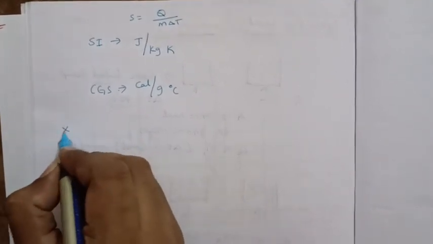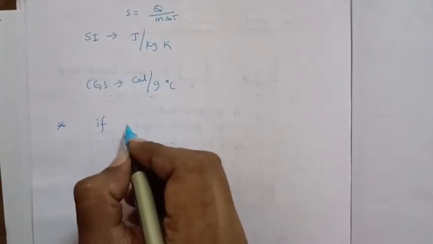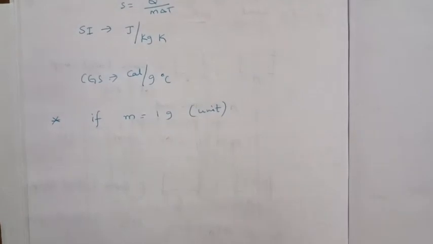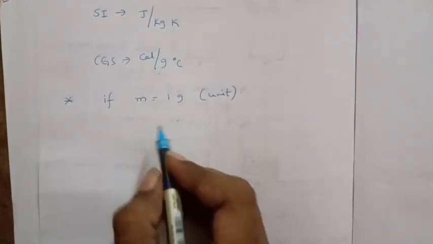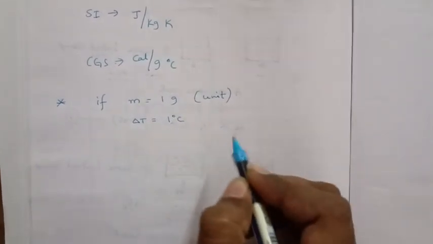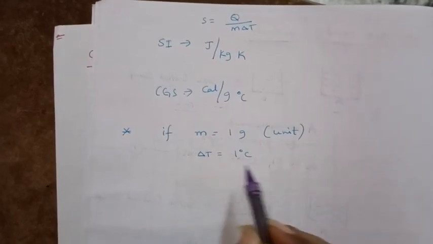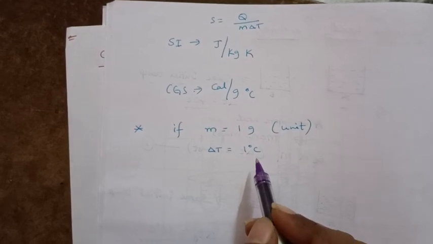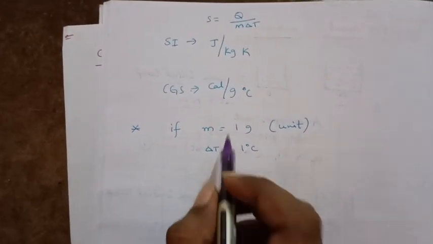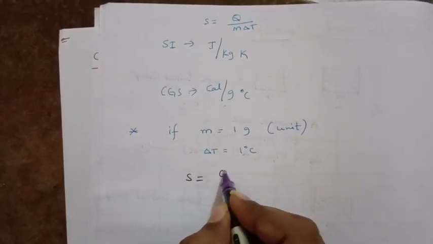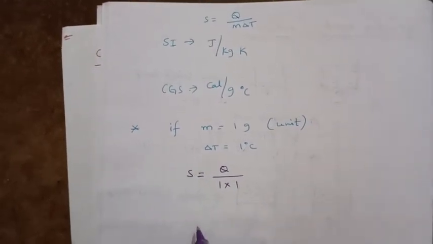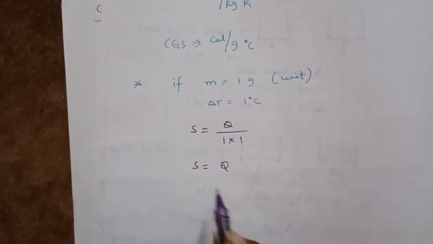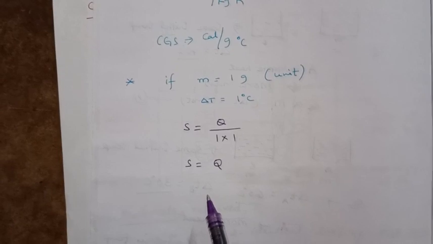Now, if the mass of the body equals 1 gram, unit mass, and we want to raise its temperature by 1 degree Celsius, unit temperature, then if you substitute these values in the specific heat formula, S equals Q by mass, which is 1, change in temperature, which is 1, so we can write S equals Q. From this, we can get the definition of specific heat.